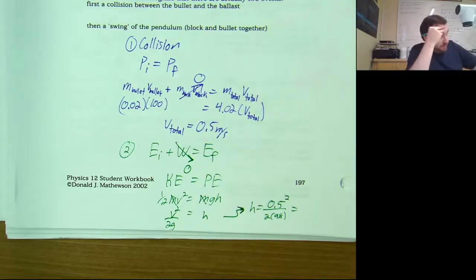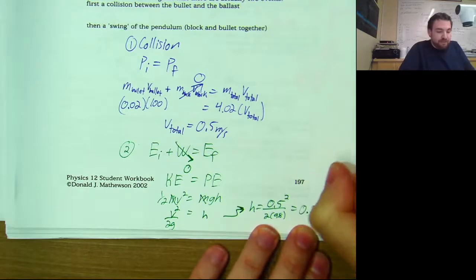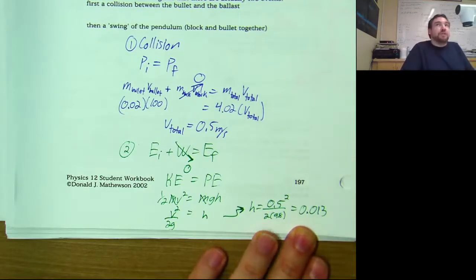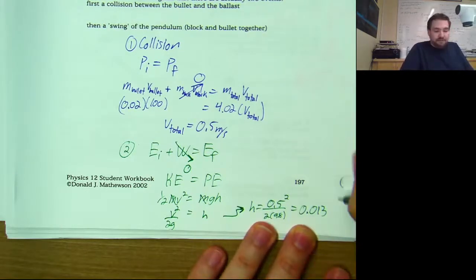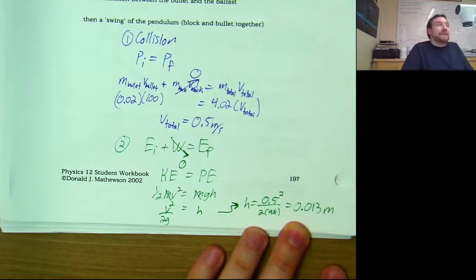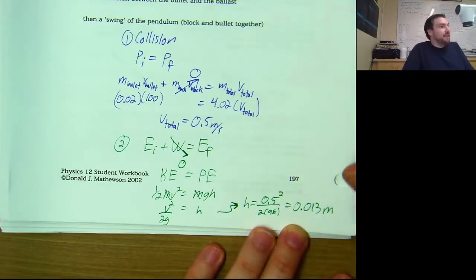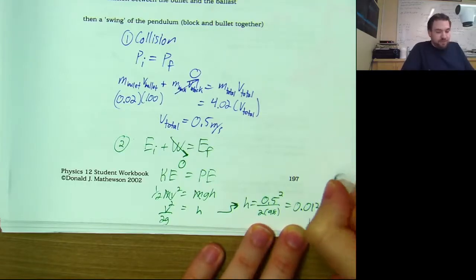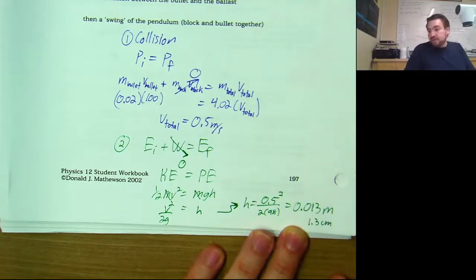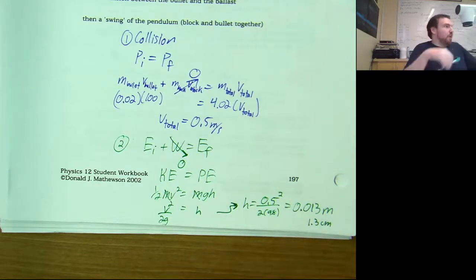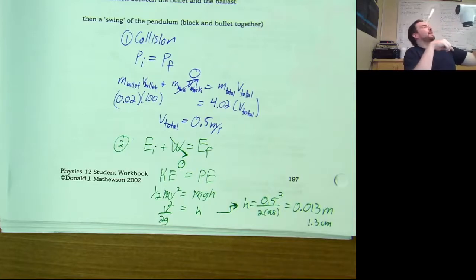What's the height of the object? 0.013. Okay, so an easier way to picture that is to convert 0.013 meters, so multiply by 100, to 1.3 centimeters. So the block rose that much.